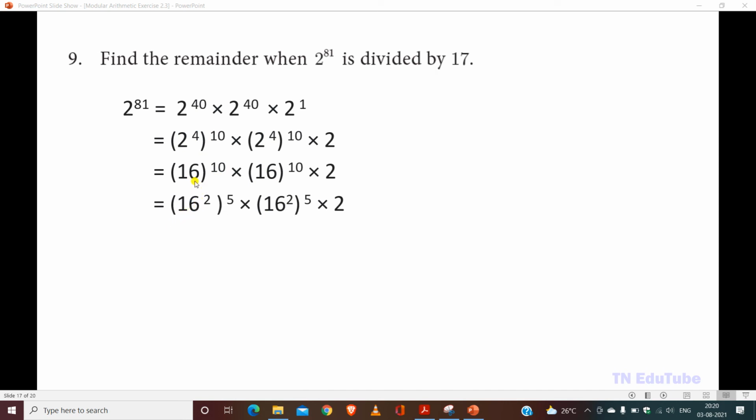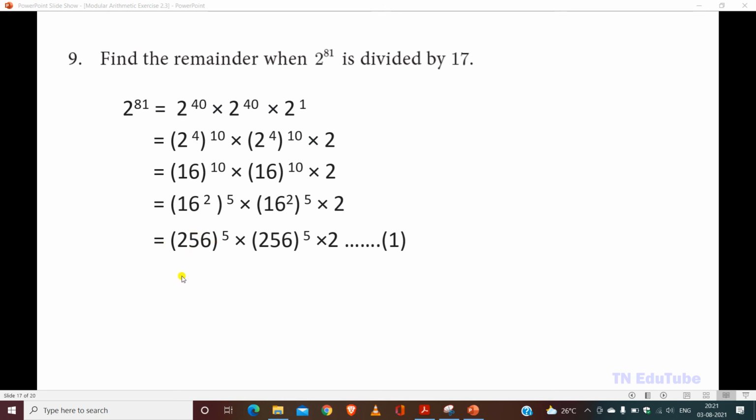5 into 2 means you can take the small number inside. It is convenient for multiplication. 16 square into 5, 5 into 2, okay, 16 square the whole power 5. Here also 16 square the whole power 5 into 2. What is 16 square? 256. So you get 256 the whole power 5, 256 the whole power 5 into 2. You take this as the first equation, for convenience put it as equation 1.